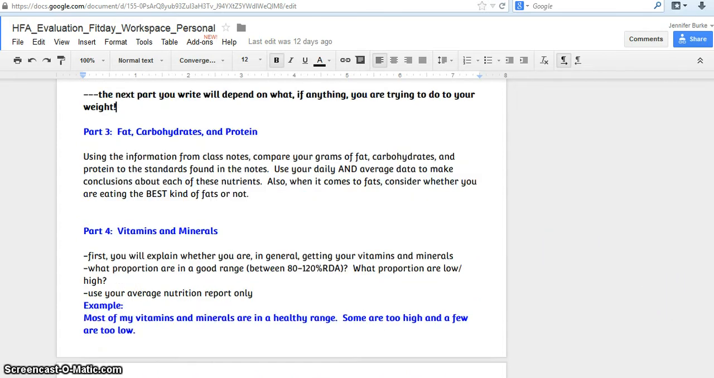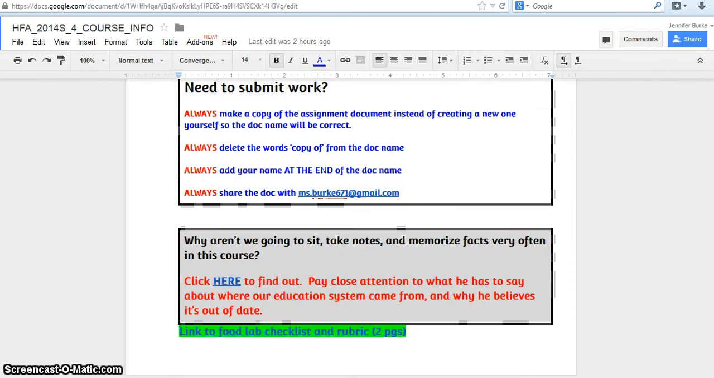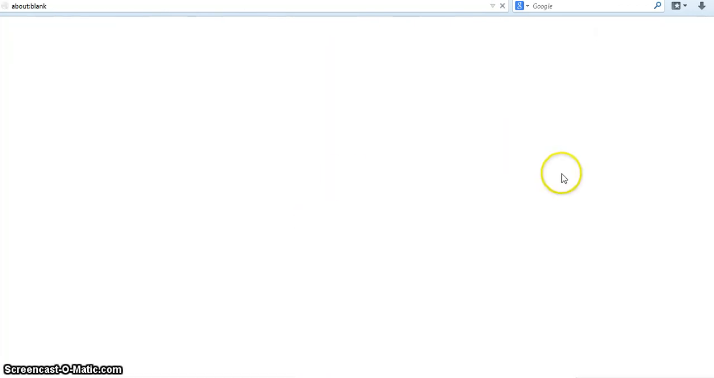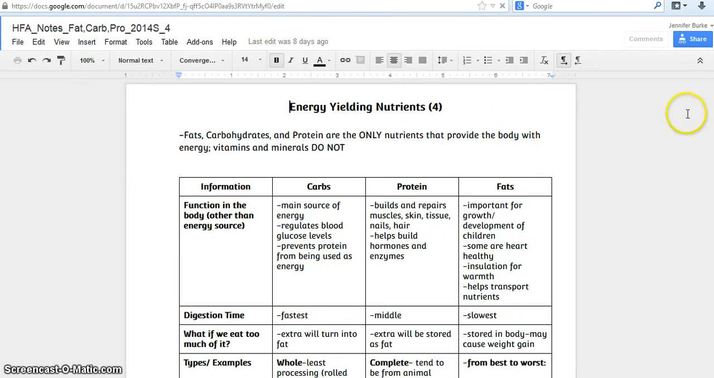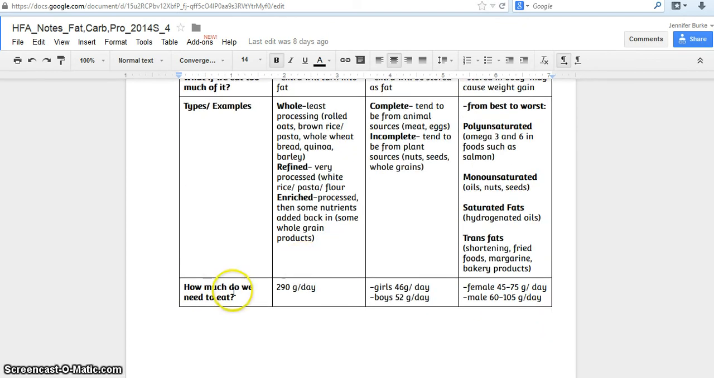Fats, carbs, and protein. You are going to look at the chart from class. It's in the course doc. If we scroll down a little bit, we can find it. Link to fat, carb, and protein notes. And in here, part of this table will be your information about how many grams of each of those energy yielding nutrients you need per day. There it is right there on this chart. So you will compare your numbers every day and your average to these three.